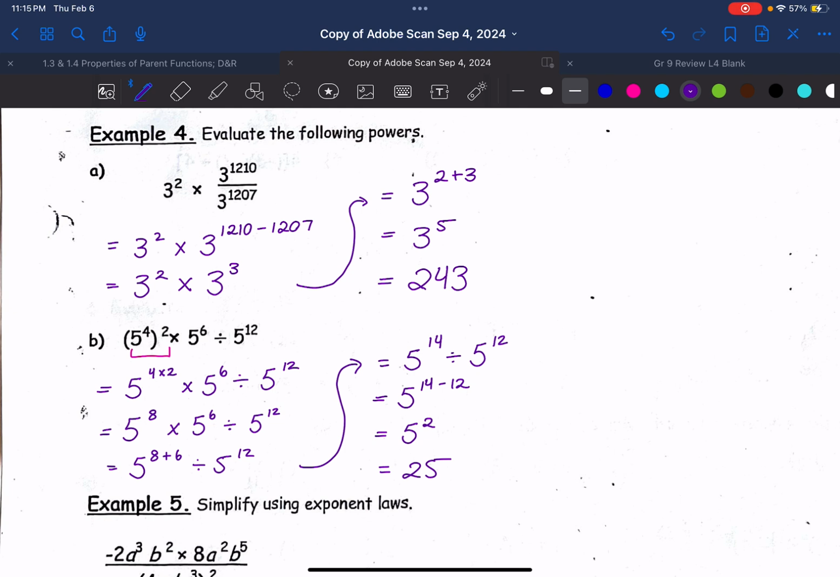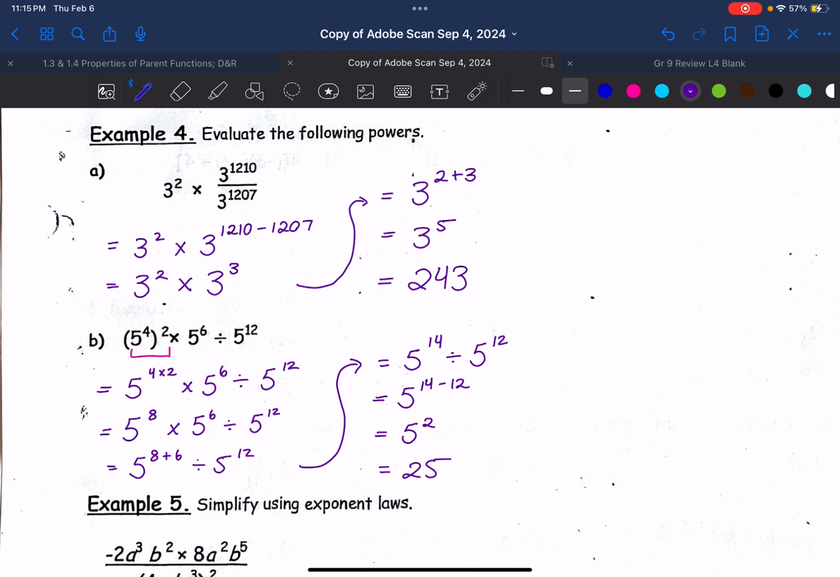So this is where exponent laws really come in handy, because it's not wrong to evaluate them as they are. If you had plugged in 5 to the power of 12 or 5 to the power of 6 and then used those numbers in your expression, it's not wrong. It's just going to take a long time and it's going to be stressful, especially as the exponents get bigger.